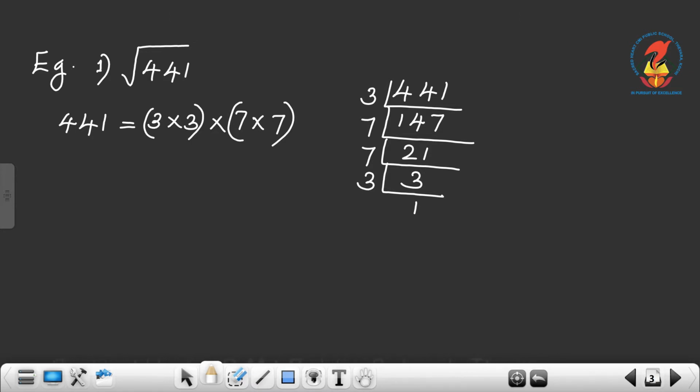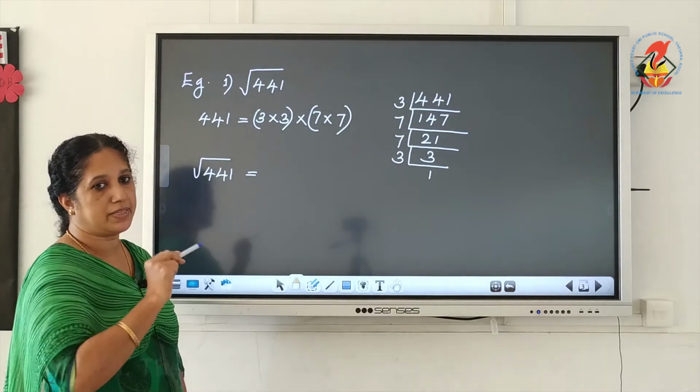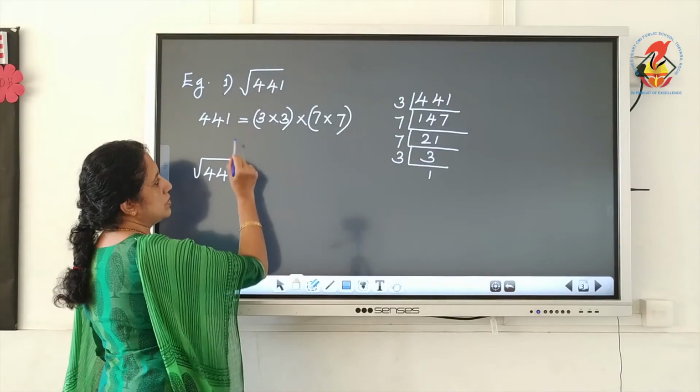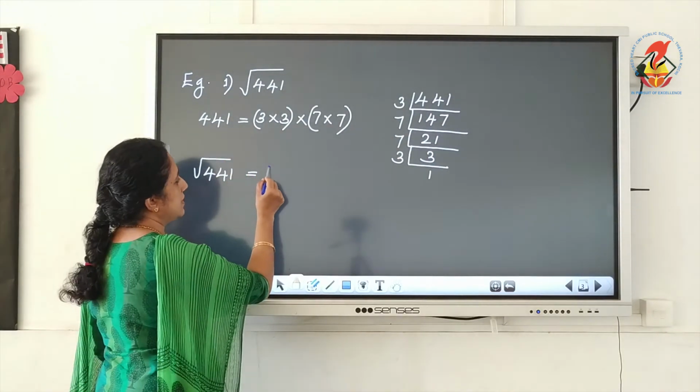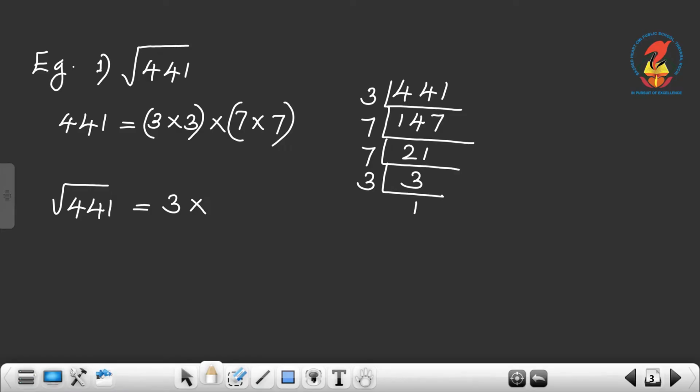Now in order to find out the square root of 441, square root of 441 equal to, from each pair you have to take one of the numbers. Don't take both numbers, you have to take any one of them. So we will take one 3, into, from the next pair you have to take one of the numbers, then 7. Then find the product of those 2 numbers. 3 into 7 equal to 21. So square root of 441 is equal to 21.